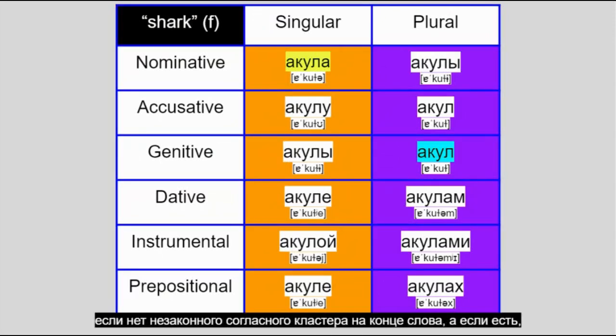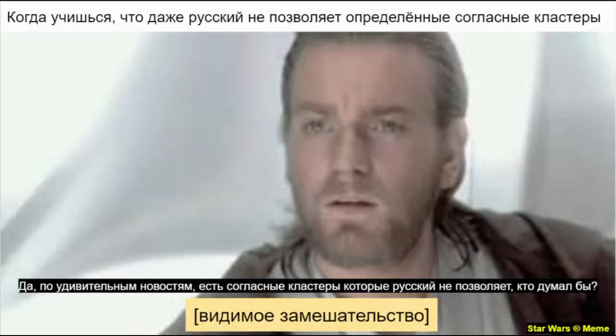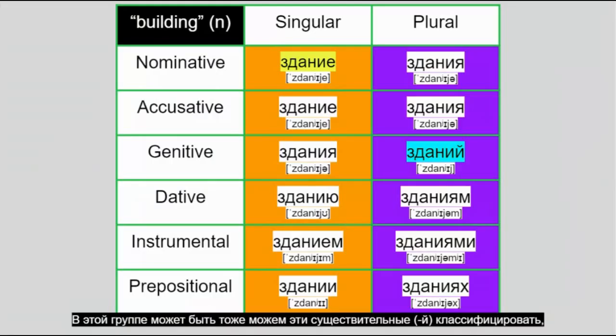If the noun ends in a vowel, then for the genitive plural you drop the vowel, and that's it. Unless there's an illegal consonant cluster ending the word, in which case you'll need an epenthetic vowel to split them up. Yes, in surprising news, there are consonant clusters that Russian phonology doesn't allow. Who would have thought? This is a group we can also possibly count these nouns into, even though they end in vowels. It's the palatalization talking.